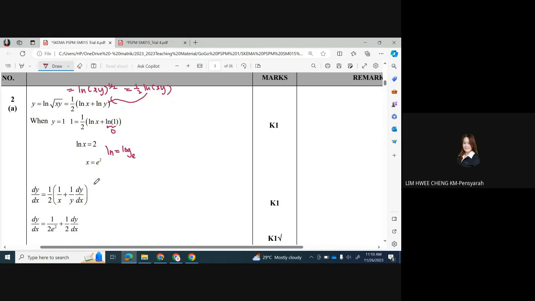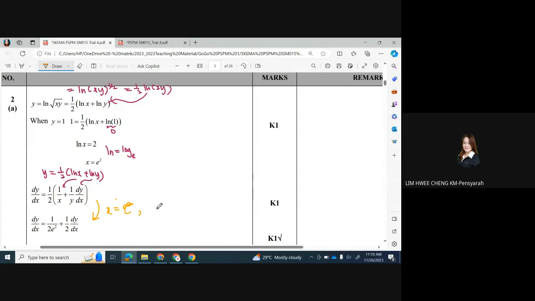Okay, so after this, only I differentiate. From y equal to 1 over 2 ln x plus ln y, I differentiate both sides with respect to x. Saya akan dapat dy/dx equal to 1 over 2, ln x saya dapat 1 over x, ln y pula is 1 over y dy/dx. Okay, so then I substitute my x equal to e to the power of 2.